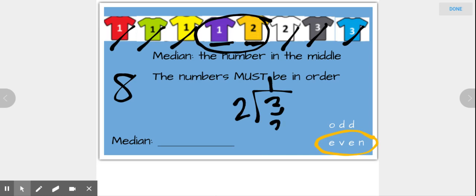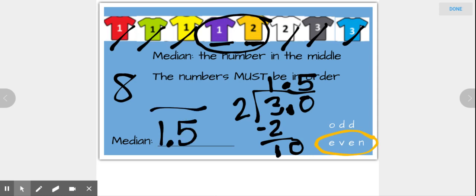And my median will be the number in between those 2 numbers, which is a decimal. So 1.5 is my median because that is the number that is actually in between these two numbers. Median is always only one answer. And because I had an even set of data, I had two numbers in the middle, just like the word even has two letters in the middle.